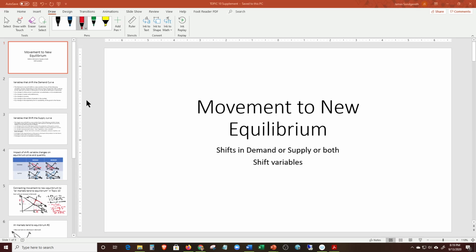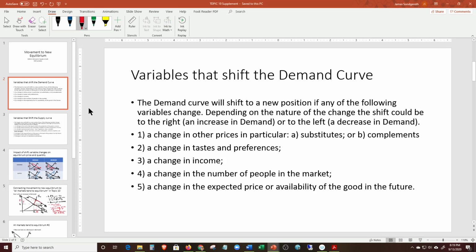So just to review a little bit, the shift variables: there are actually 6 variables that determine quantity demanded, but the 5 that will shift the demand curve are a change in other prices, in particular a change in the price of substitutes or a change in the price of complements, okay? And depending upon the nature of the change, it might shift the demand curve to the right, increasing it, or to the left, decreasing it.